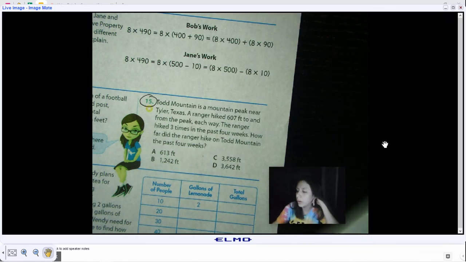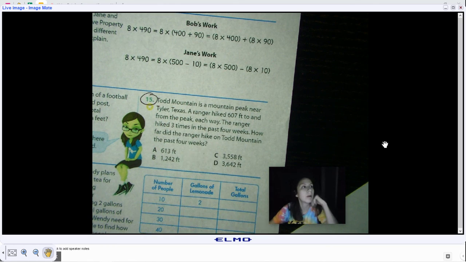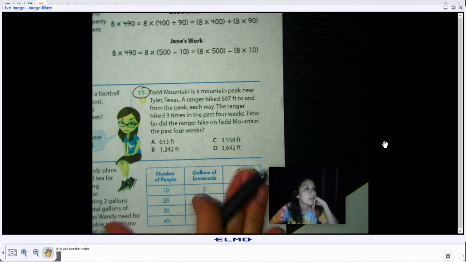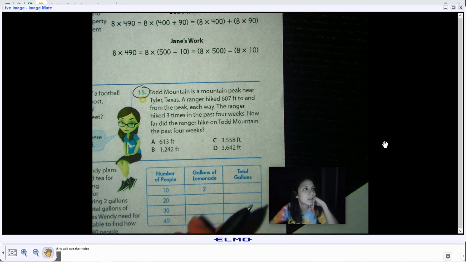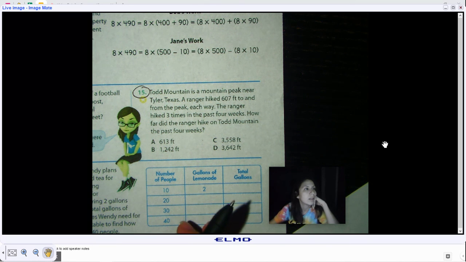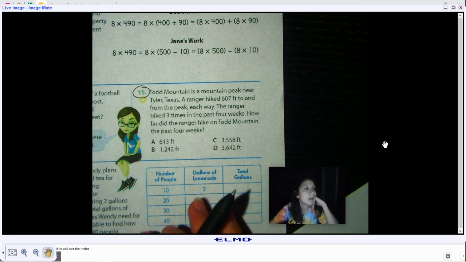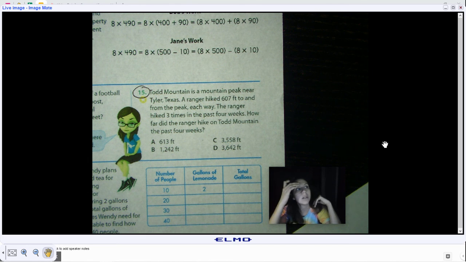And the last one we're going to be doing is our word problem right here. Todd Mountain is a mountain peak near Tyler, Texas. A ranger hiked 607 feet to and from the peak each way. The ranger hiked 3 times in the past 4 weeks. How far did the ranger hike on Todd Mountain in the past 4 weeks?